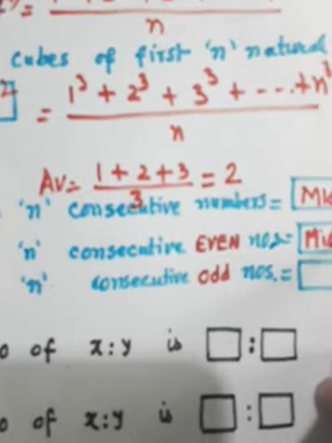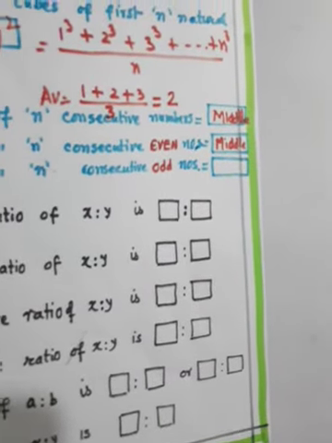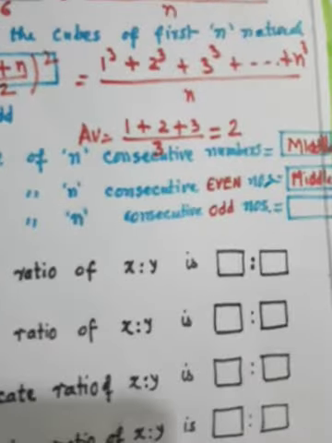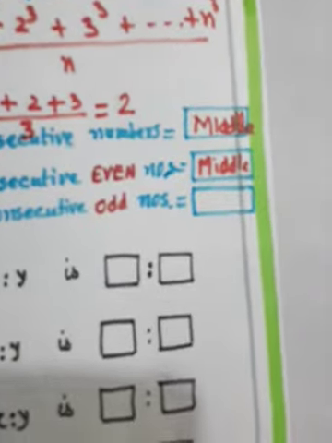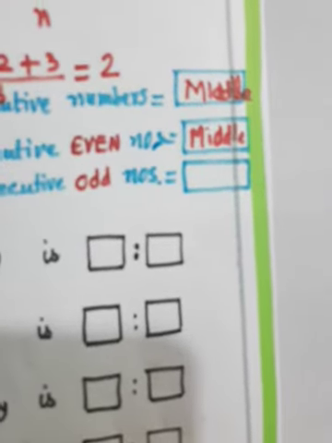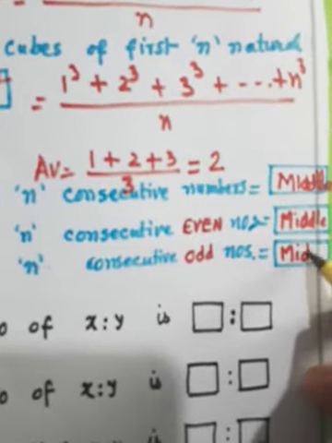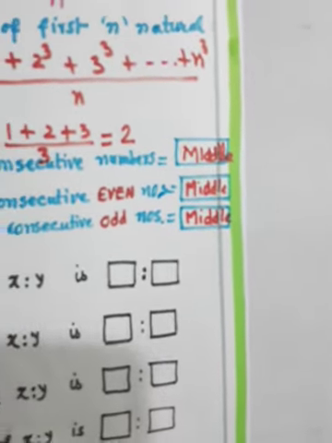Supposing you want to find the average of 2, 4, 6, it will be 4, middle term. If you want to find the average of n consecutive odd numbers, supposing 1, 3 and 5, answer will be 3. Middle term. In this case also, middle term. Very simple.